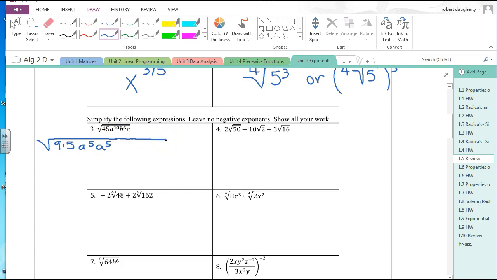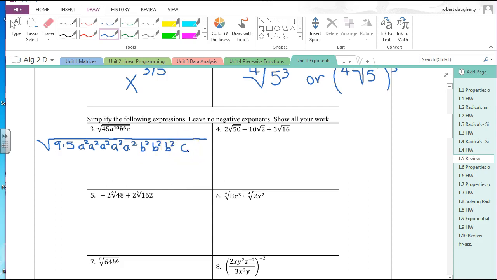Let me back up, sorry. I didn't mean to do that. So perfect squares. So really it's a squared, a squared, a squared, a squared, a squared. There are 5 of them, okay? That's a to the 10th, b to the 6th. So that's b squared, b squared, b squared, and c.